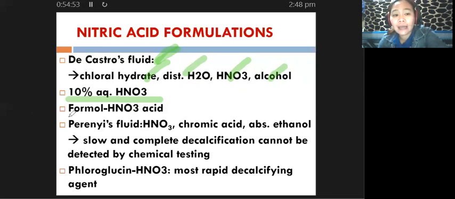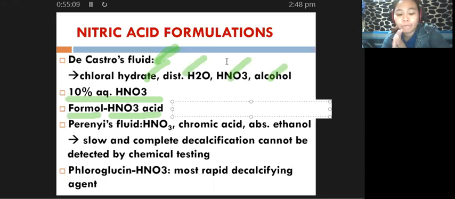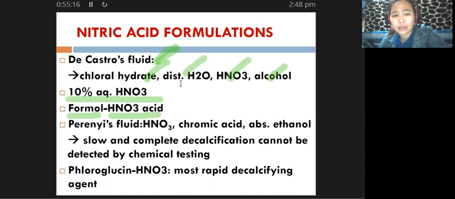All right. And then the next one, we have our formol nitric acid. Again, what did I tell you about the names of your solutions? The term formol here indicates the presence of formaldehyde. In particular, we make use of 40% formaldehyde plus your nitric acid. So in formol nitric acid, is there an additive? Yes, there is. What is that? That's your formaldehyde.